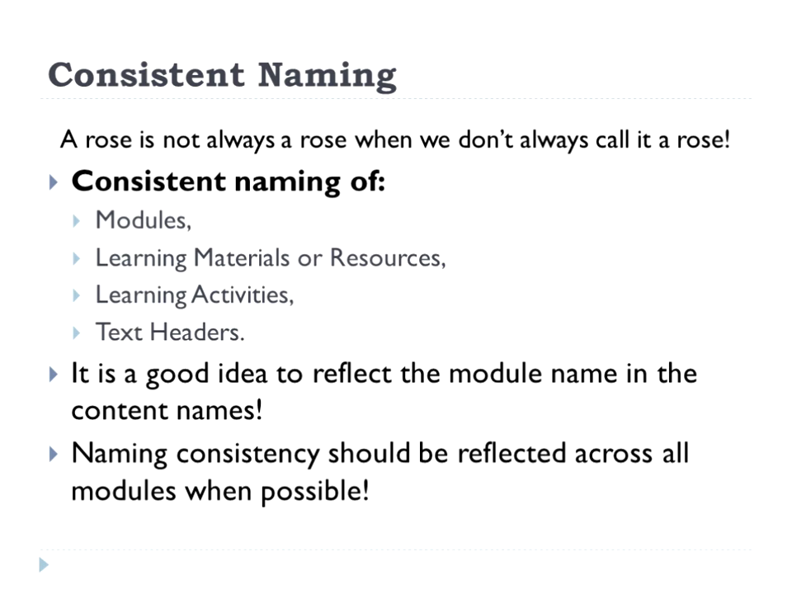Let's go ahead. Consistent naming, and really, a rose is not always a rose when we don't always call it a rose. I like to design my courses to what I call the lowest common denominator, and I don't mean that in any kind of an offensive manner, but my goal is to make sure that all of my students know what they need to do, where they need to do it, how to get to it, etc. And one of the ways that I do that is with consistent naming of my modules. Doesn't matter what kind of module structure you're using, if you're calling them modules, module 1, module 2, etc., call them module 1, 2, 3, 4 every time.